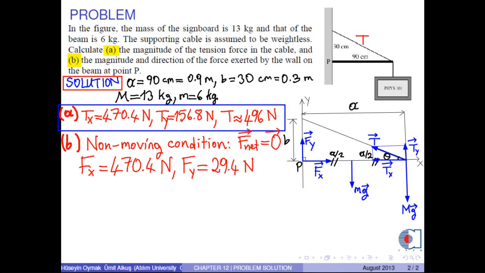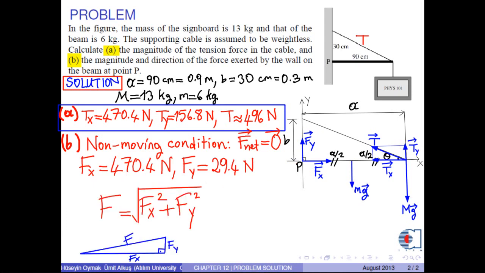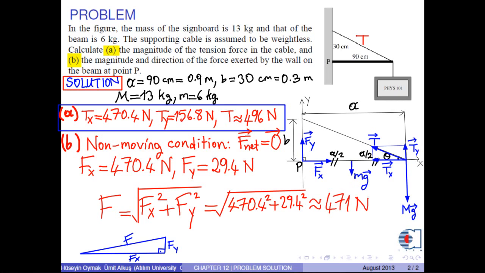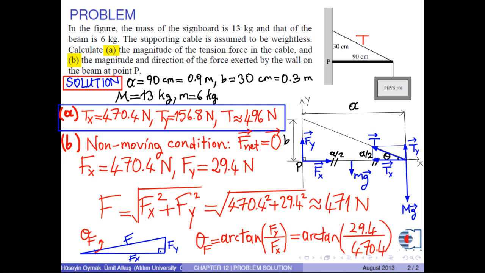From the Pythagorean theorem, we find the magnitude of the force as square root of Fx squared plus Fy squared. We substitute the numerical values into this equation. Then we obtain approximately 471 newtons. The direction of the force is found by the formula arctangent Fy over Fx. With the numerical values, we obtain approximately 3.58 degrees.